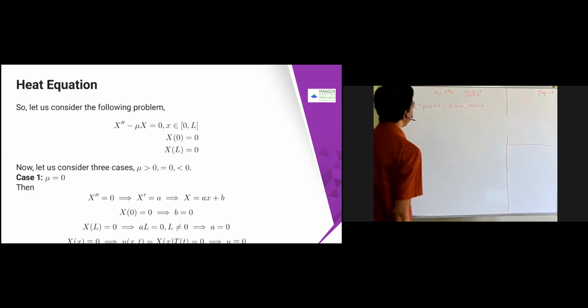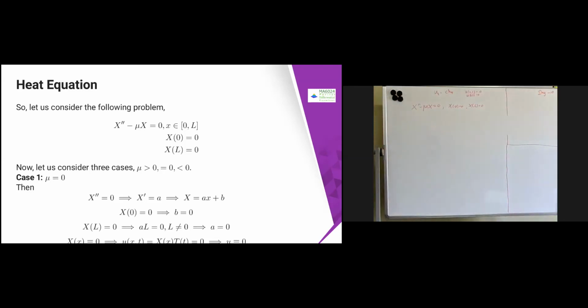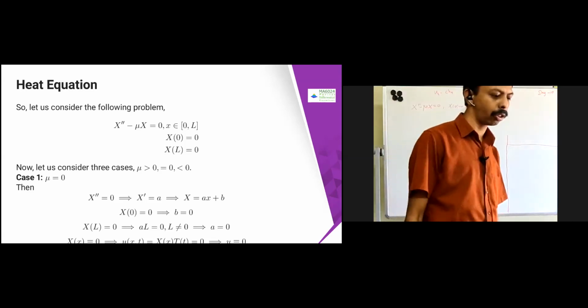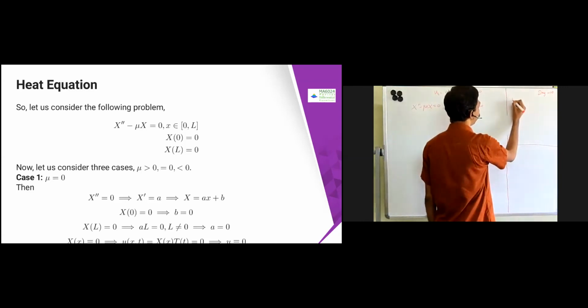This I have. Now, I already told you that mu is real. Mu is real means any real number, like the law of trichotomy. Any real number will be either greater than 0, less than 0, or equal to 0. Only three possibilities. So I take three cases. One is mu equal to 0.